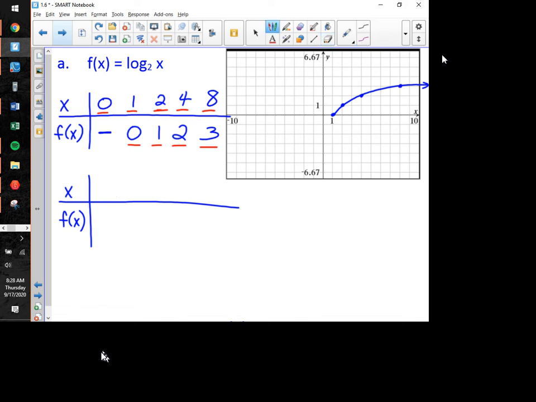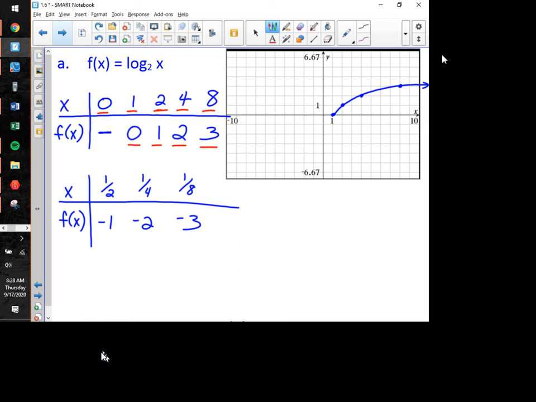So we can't put 0 in, we can't put negative numbers in, but there is one type of number we haven't talked about yet, and that would be fractional numbers, everybody. What happens if we put in 1/2? Log base 2 of 1/2 means 2 to what power is equal to 1/2? The answer is negative 1. What if we put in a 1/4? 2 to what power is equal to 1/4? Answer, negative 2. And let's put in a 1/8, which is going to get us negative 3. We could go further on that line, but I think we get what's going on.